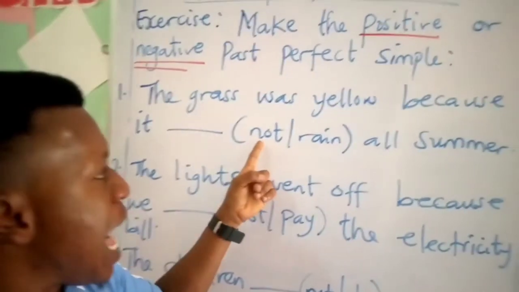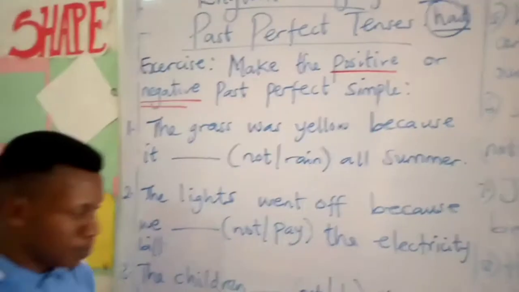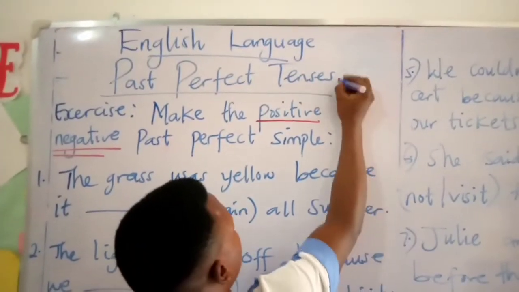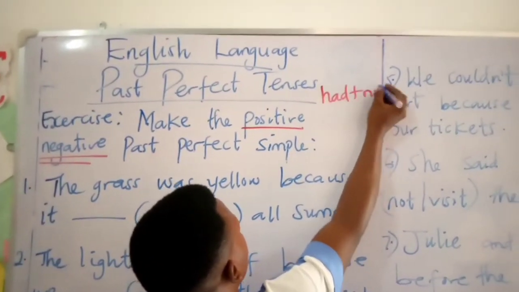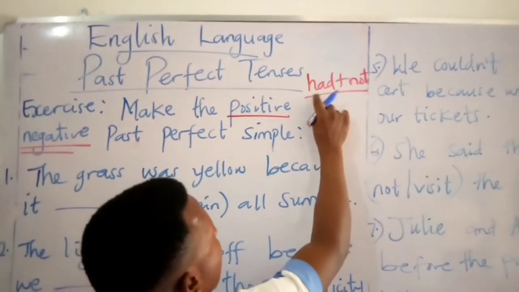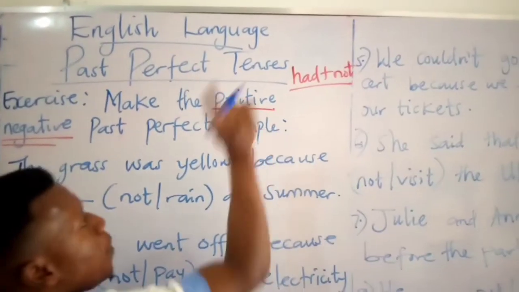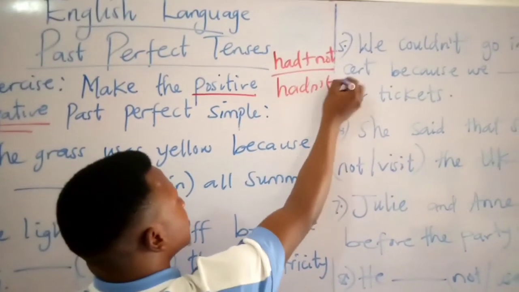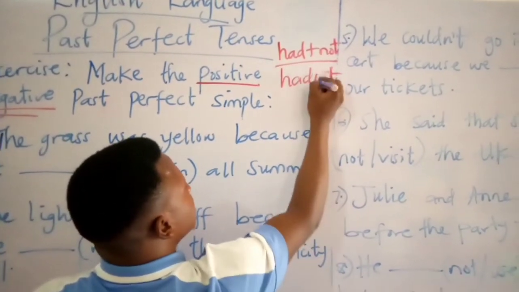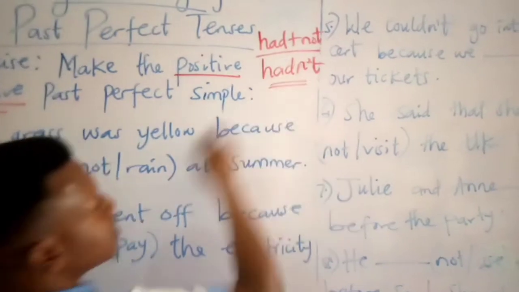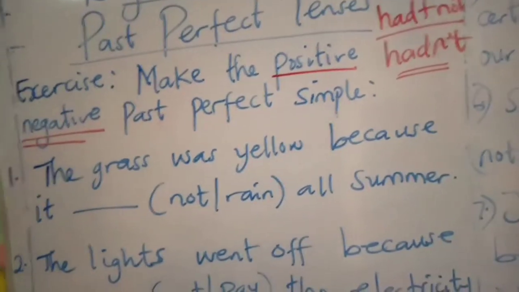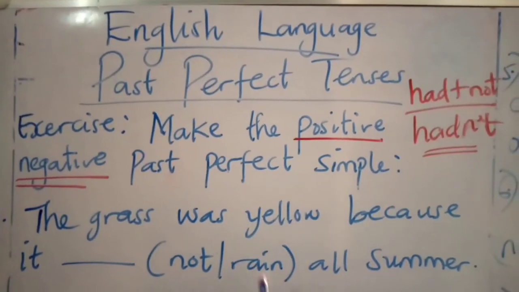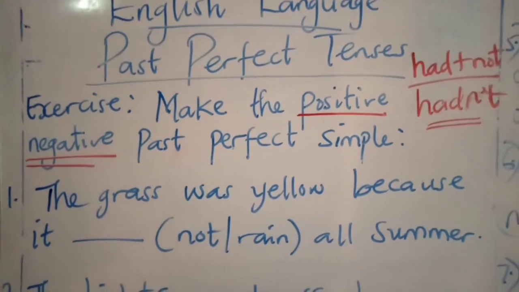Now we're going to add a not to a had. Had plus not. When we add had plus not, it gives us hadn't. So what we're going to be writing in this sentence is the word hadn't and the past tense of the verb.